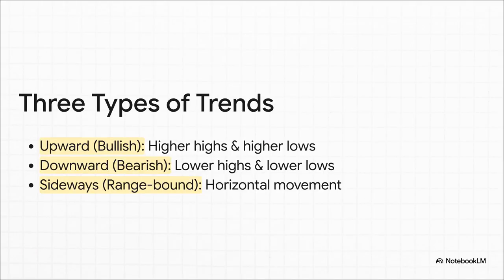Now, these trends really only come in 3 flavors. First, you've got your upward trend, the bullish one. This is what we all love to see, right? It's a pattern of higher highs and higher lows. The price goes up, pulls back a little, then goes even higher. Then there's the opposite, the downward or bearish trend. This is a series of lower highs and lower lows. The price drops, tries to recover a bit, but then drops even lower. And finally, you've got the sideways or range-bound market. The price is just bouncing between 2 levels, not really going anywhere. It's basically the market telling you, I'm not sure yet.